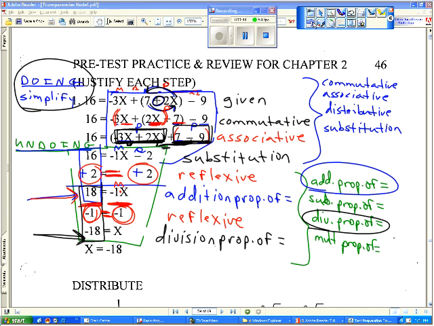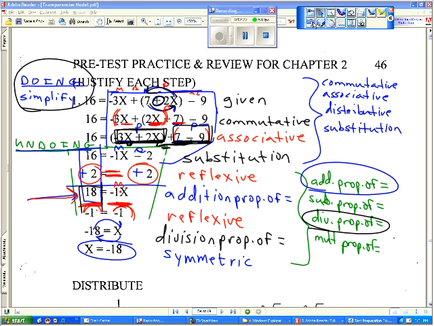At the end of this, we have these two statements. Negative 18 equal x, and x is equal to negative 18. What's going on here is that we don't necessarily like it to say number equal variable. We'd prefer that it says variable equal number. X equal negative 18. The property that says that you can flip the equation around is the symmetric property of equality.